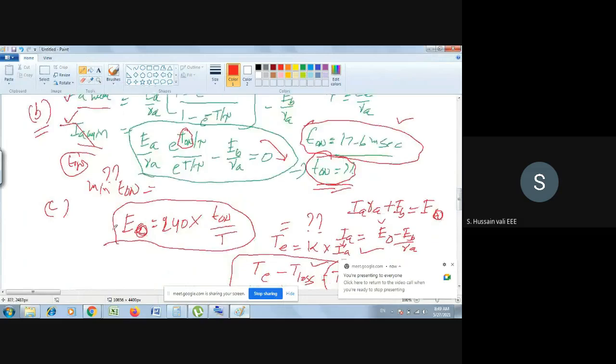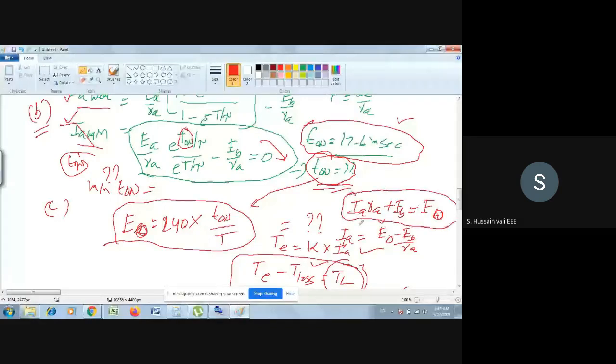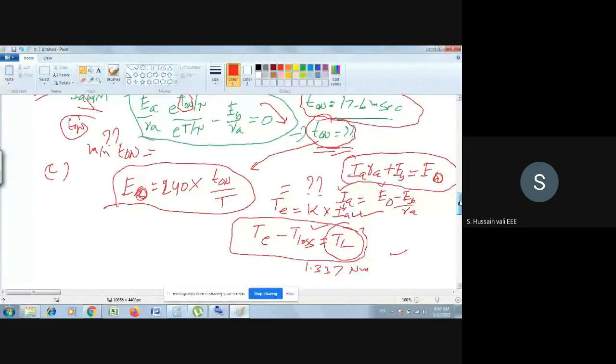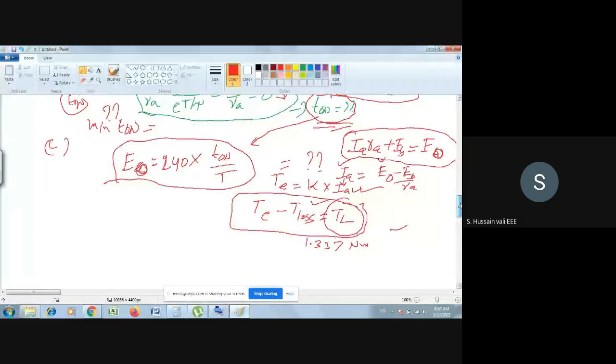Now when we go to part C, the Tn which we got in part B, we will use in this equation: E naught is equal to 240 into Tn by T. Then we got the E naught value. Then we substitute E naught in this equation and we get the value of Ia. Then that Ia we substitute in the electromagnetic torque, K into Ia. From that electromagnetic torque, we subtract the torque because of the rotational loss, then we get the load torque.